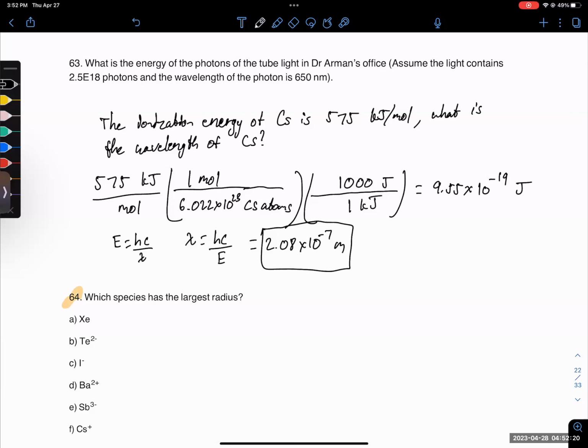All right, so this is probably the thing you were talking about, where if it gives you kilojoules per mole, that's your key to the moles.